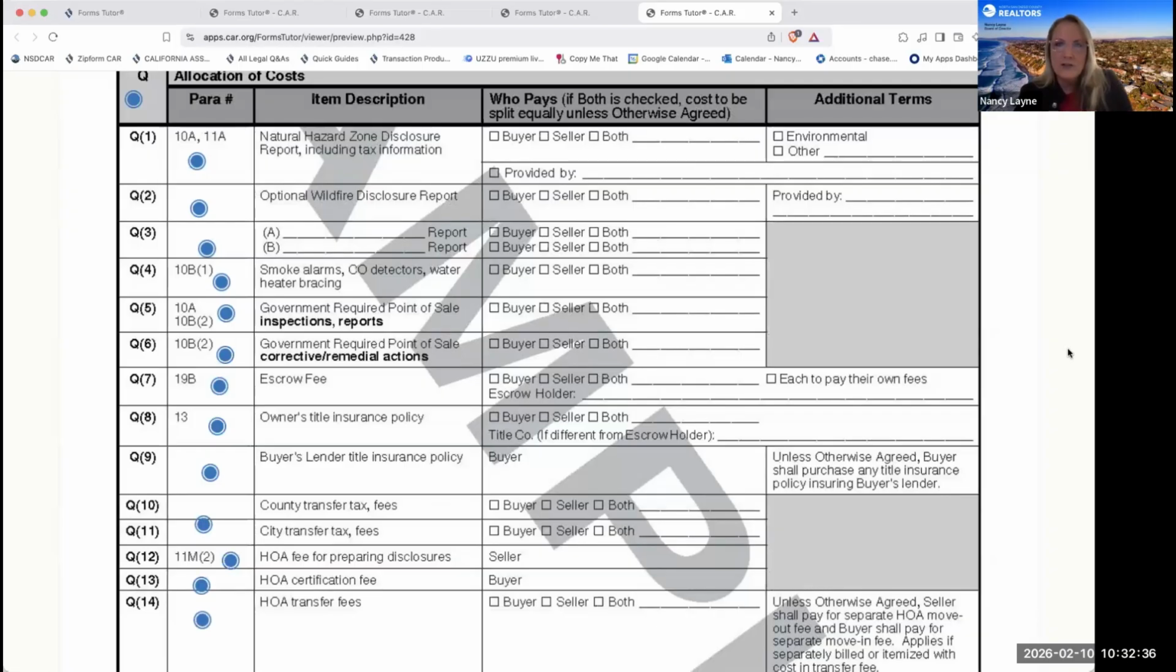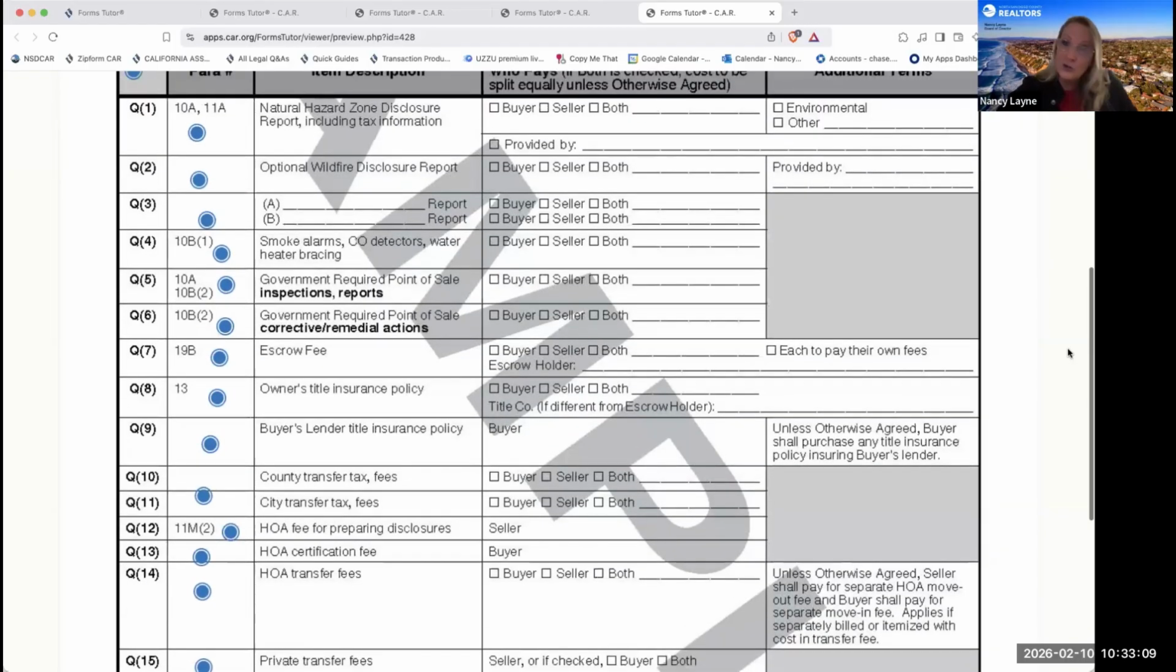The natural hazard zone disclosure, that one will have additional options for environmental information. There's a lot of areas, for example, in San Diego that had buried gas tanks and gas pipes and things, which has been a disclosure issue for years and years. There's a lot of areas that have things like, for example, the areas that used to be a dump. There's a number of areas that have things like that in their history, and so that would be something that would be of importance. Again, you need to know the areas that you work. The optional wildfire disclosure report, again, that's optional.